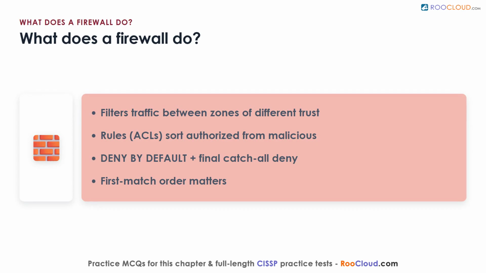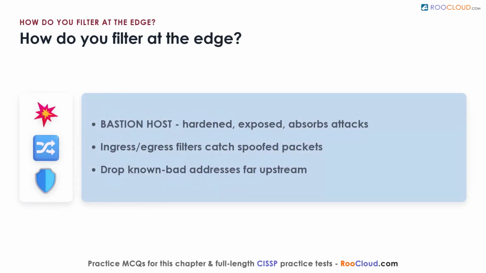Think of a strict guest list at a private event. If your name is not on it, you simply do not get in, no matter how you ask. How do you filter traffic right at the edge? By blocking obviously bogus packets before they get deep. A hardened, exposed system meant to absorb attacks is called a bastion host, named for the fortified guardhouse that once stood in front of a castle gate to take the first blows.